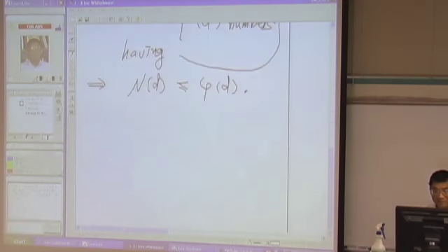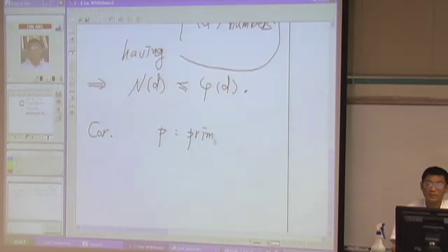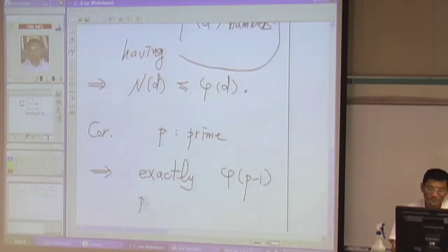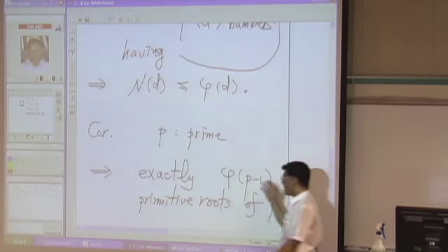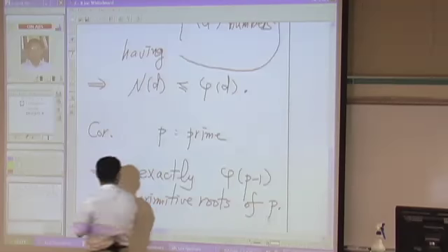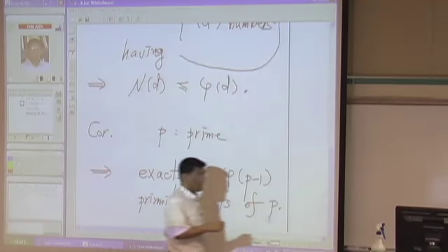And as a corollary to this, I'm not proving it, I'm just stating the corollary. And the corollary says this thing. If P is prime, then there are exactly phi of P minus 1 primitive roots of P. So this is the reason why we were proving many things. Why? Because phi of P minus 1 is nothing but this thing.